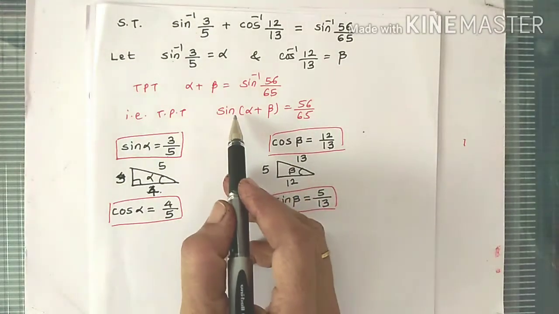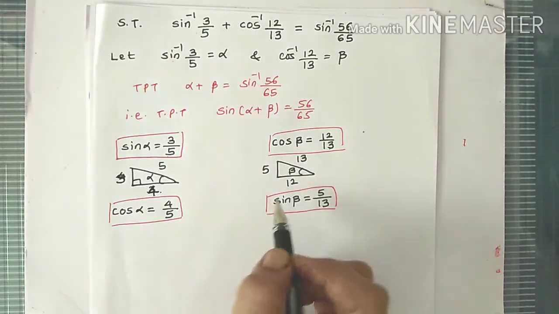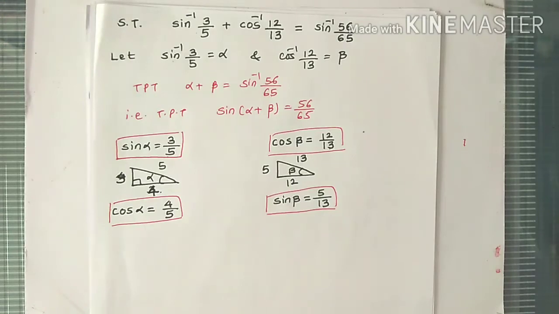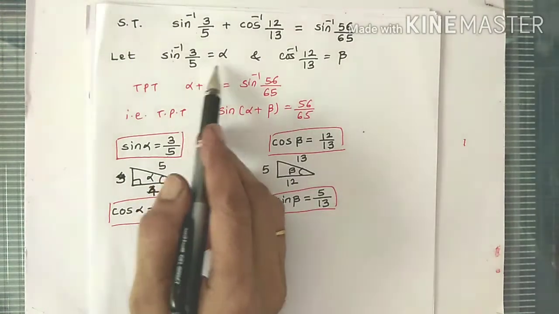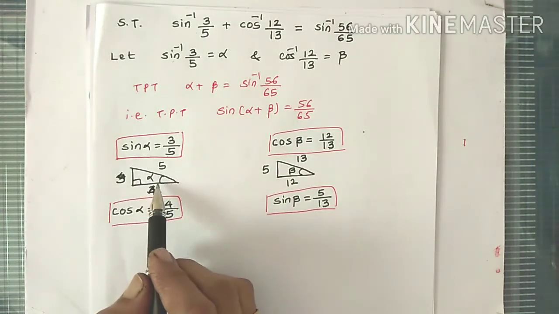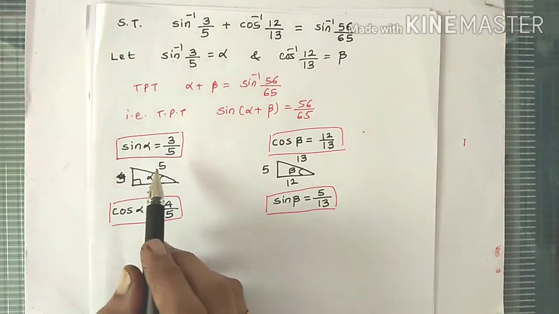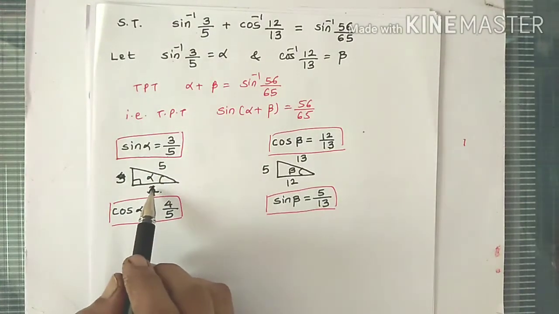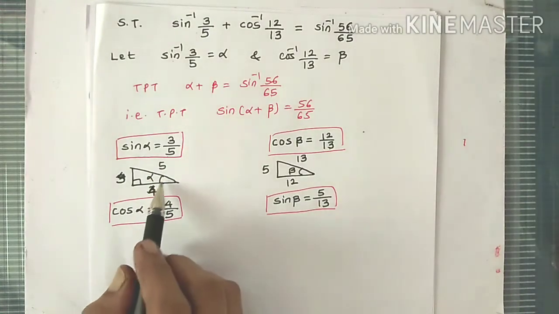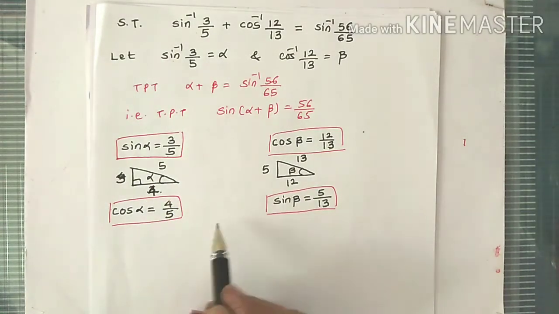So the formula for sine of alpha plus beta is sine alpha cos beta plus cos alpha sine beta. So we need the values of sine alpha, cos alpha and sine beta, cos beta. Since we have sine alpha, representing that in a right angle triangle, if this angle is alpha, sine alpha is 3 by 5, that means the opposite side is 3 and the hypotenuse is 5. Now solving the triangle, the remaining side is 4. So cos of alpha becomes adjacent side by hypotenuse, that is 4 by 5.